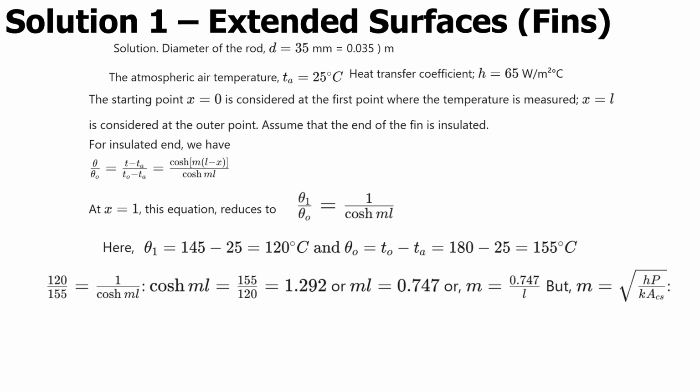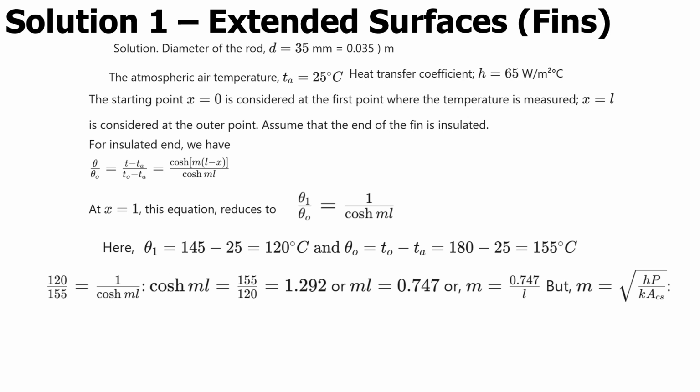Now from the previous step, we have 120 over 155 equals 1 over hyperbolic cosine of mL. This means hyperbolic cosine of mL is equal to 155 over 120, which is approximately 1.292. Taking the inverse of the hyperbolic cosine of 1.292, we find that mL is approximately 0.747.